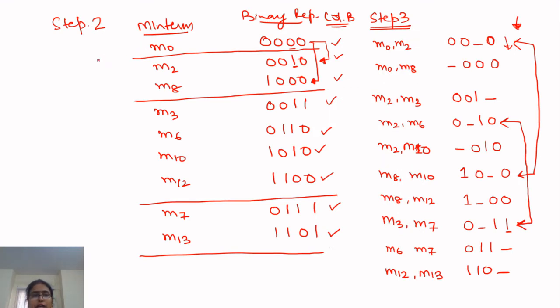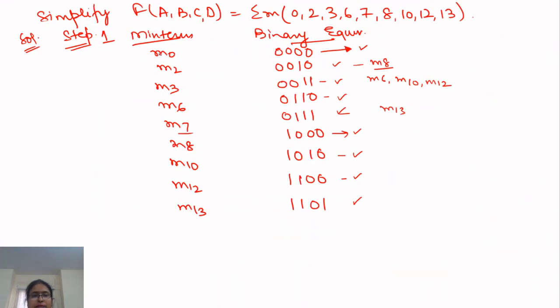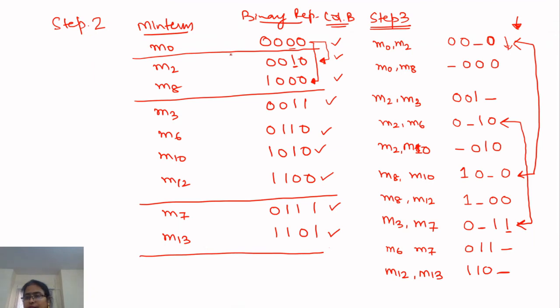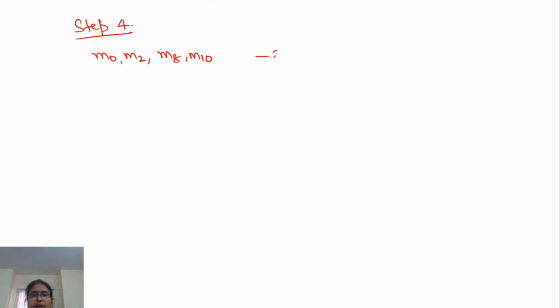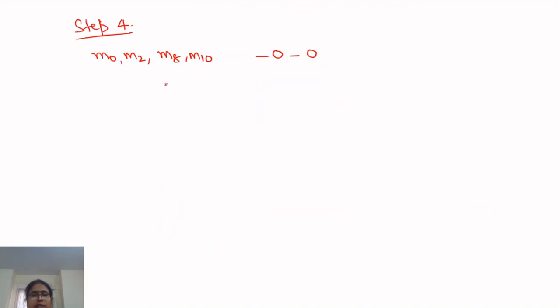Step 4 will be, we will write like this: M0, M2, M8 and M10. M8 and M10, they are forming like this: 0 0 dash 0 and dash 0 dash 0. So it will be dash 0 dash 0, right? And another one is M2, M6, 3 and 7: 2, 3, 6 and 7.